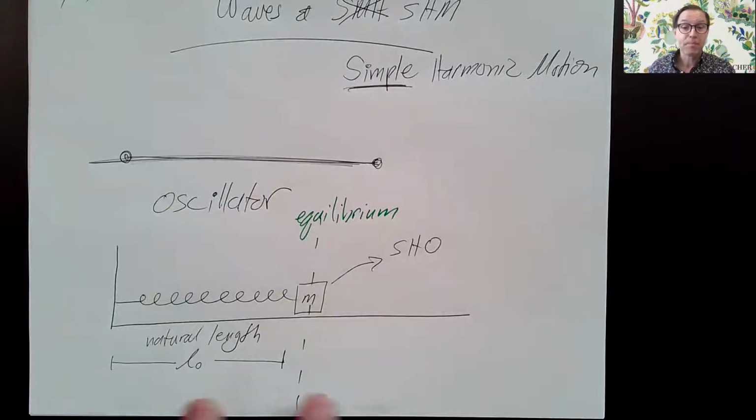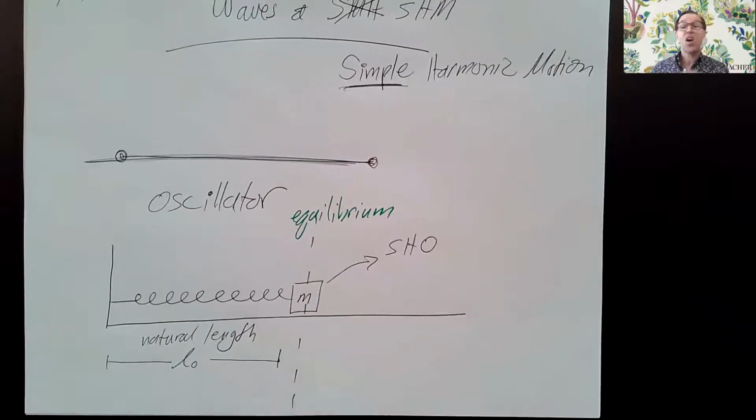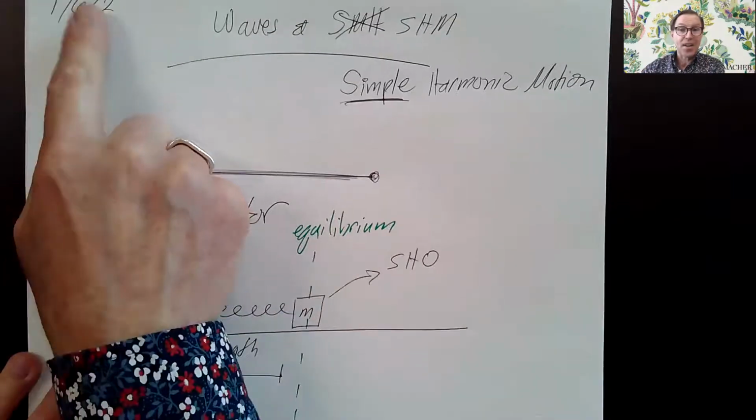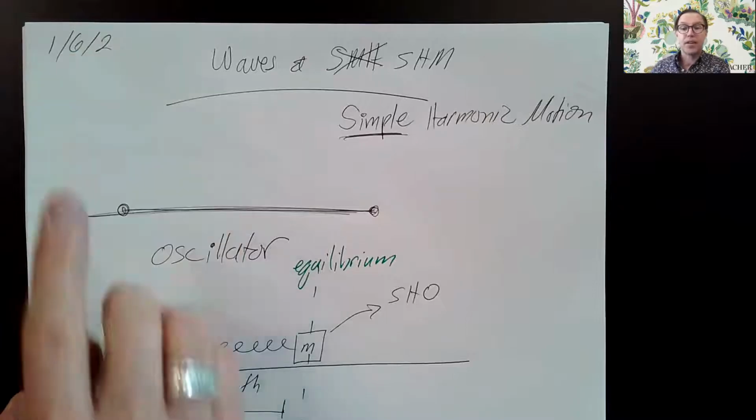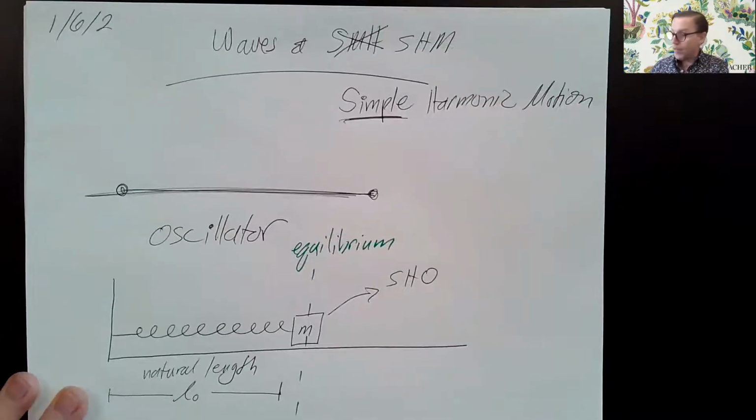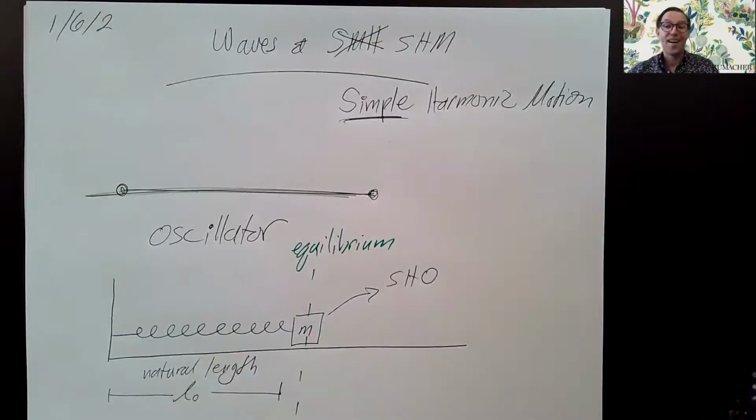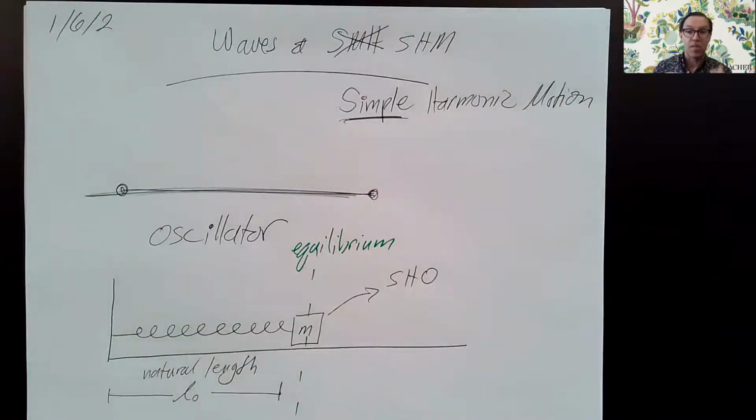Got it? So we're going to be talking about this throughout the entire chapter in the book, throughout the entire unit 6 here in AP Physics 1. This back and forth motion that we call simple harmonic motion, and this thing that has the motion, which we call an oscillator, specifically a simple harmonic oscillator.